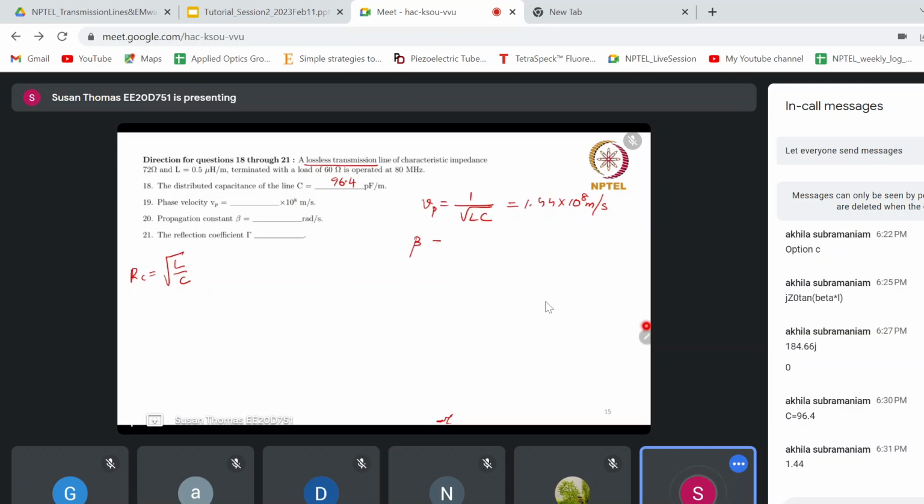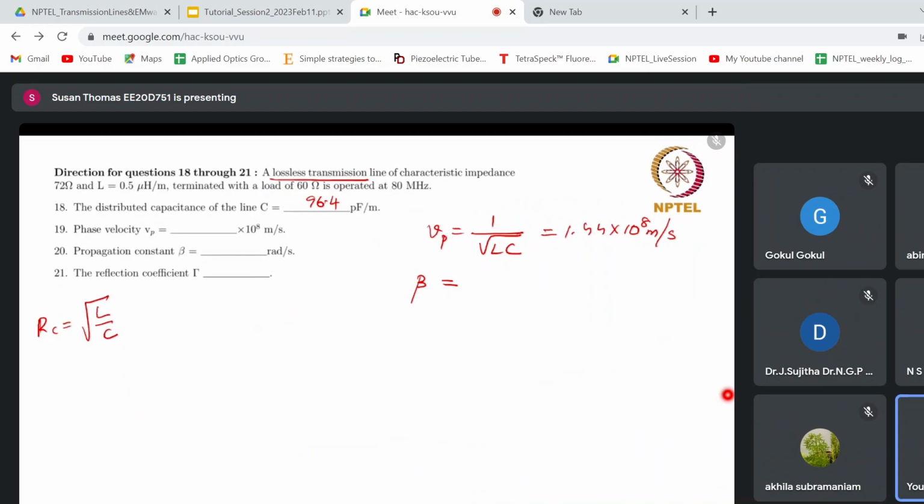Now beta. Yes, beta is omega by Vp. Omega is basically 2 pi f. So 2 pi into 80 into 10 power 6 by Vp, which is 1.44 into 10 power 8. So it will be 3.48 radian per meter.